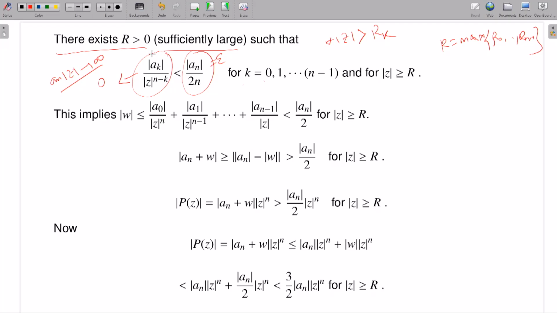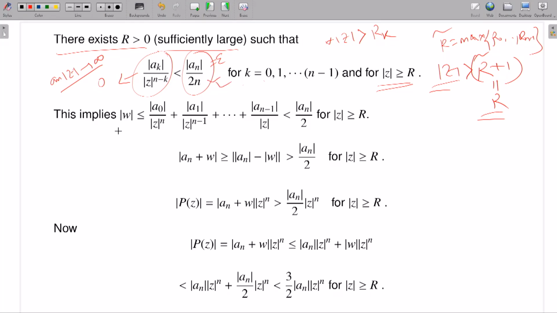So therefore I can make each of the terms less than epsilon, which is nothing but mod a_n divided by 2n, for all mod z greater than or equal to r, or you can say mod z greater than r. You can take r plus 1. Suppose this is r_2 ideal, so r_2 ideal plus 1, this is r, you can think. So for all mod z greater than r, I will have this expression.